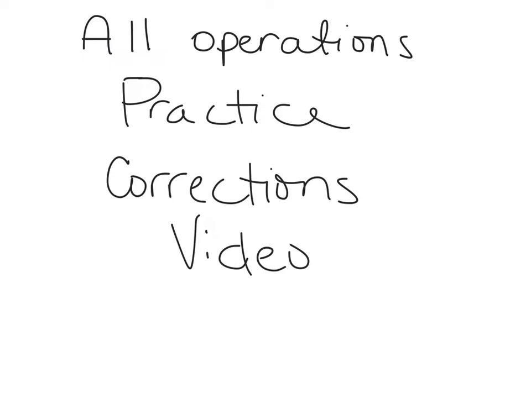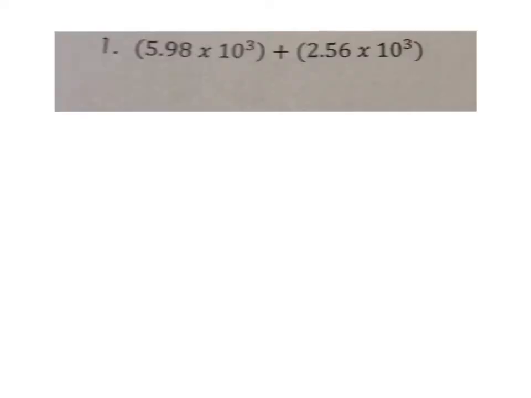So here we go, starting with problem number 1. Okay, here's problem number 1. It's an addition problem. So therefore, I know that I have to have like exponents, which I already have. They're both 3s. So I don't have to change the exponents. So the exponents are already the same. All I have to do is take the two numbers, 5.98 plus 2.56.